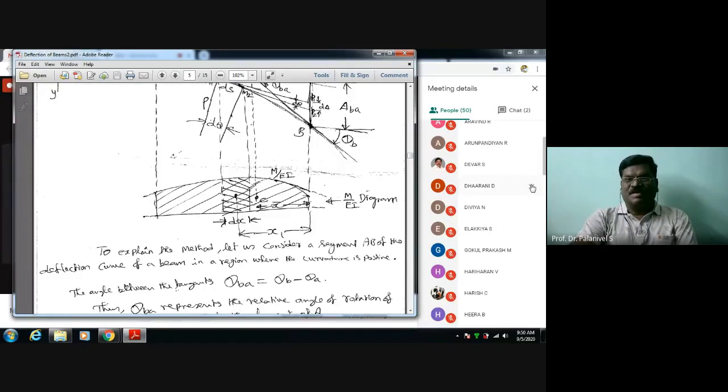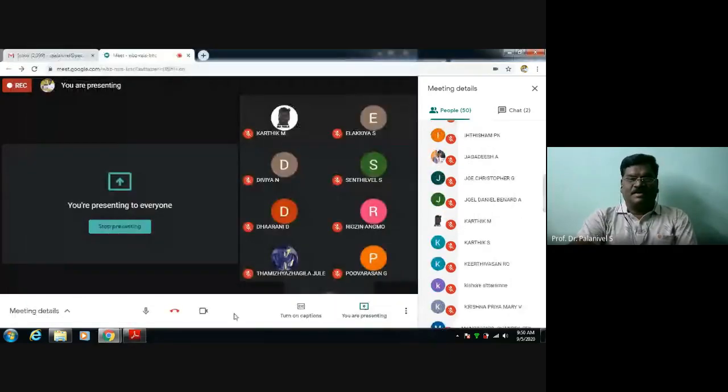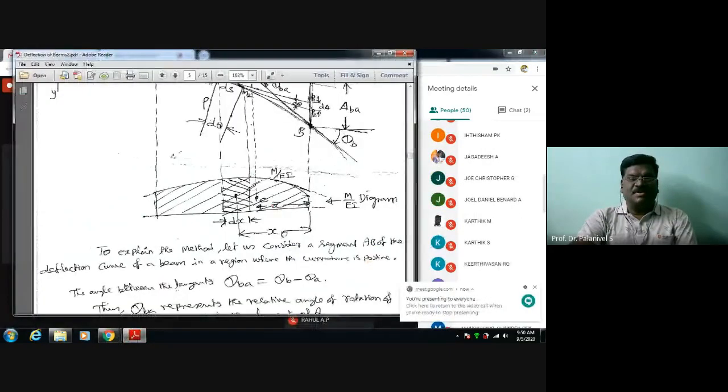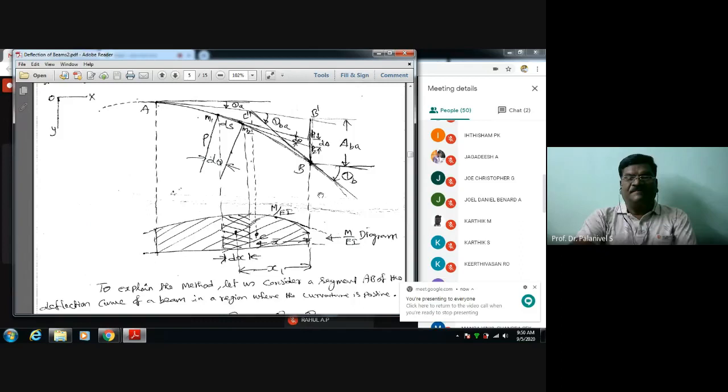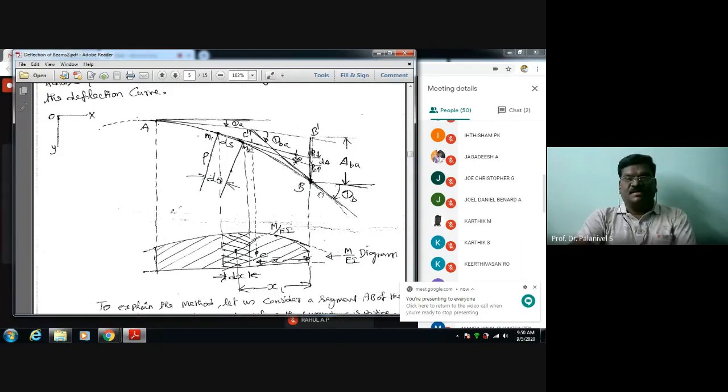I just explained it now. Is it understandable to you? I'm recording your name for reference purposes. I will repeat: the theorem states that the vertical offset delta BA of the point B on the deflection curve from the tangent at A is equal to the first moment of area of the M by EI diagram between points A and B taken with respect to B.